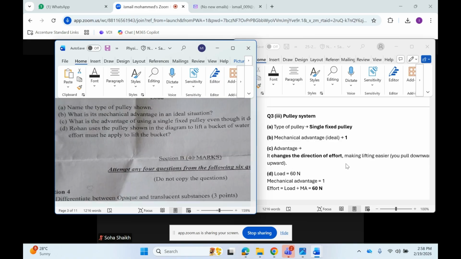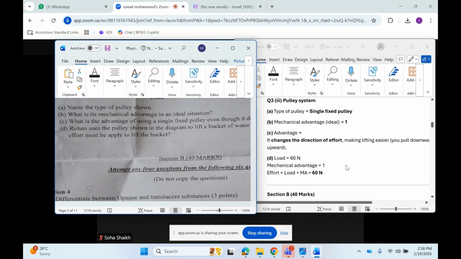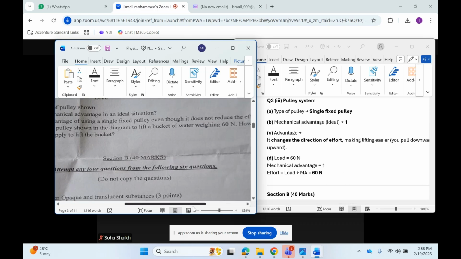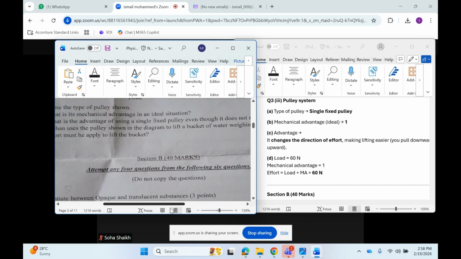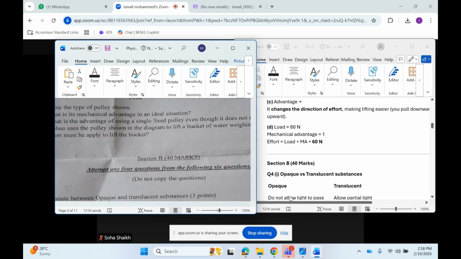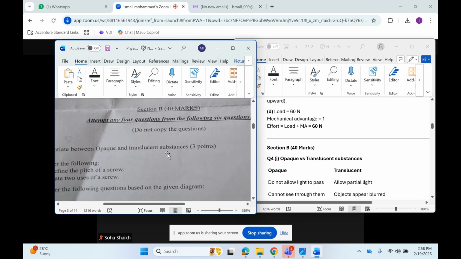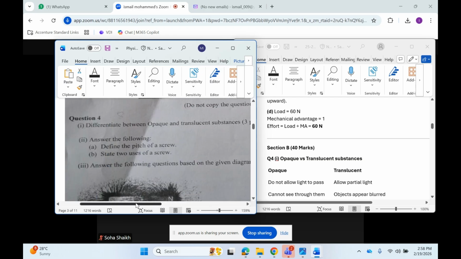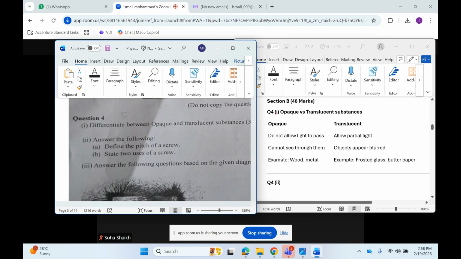What effort should be applied? For this one, the load is given as 16 newtons and the mechanical advantage is 1. If the mechanical advantage is 1, then the load equals the effort. So the effort will also be 16 newtons.